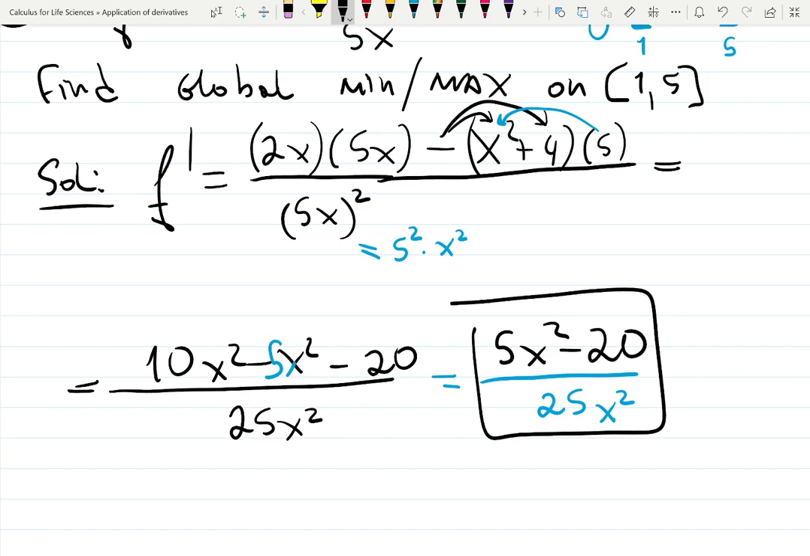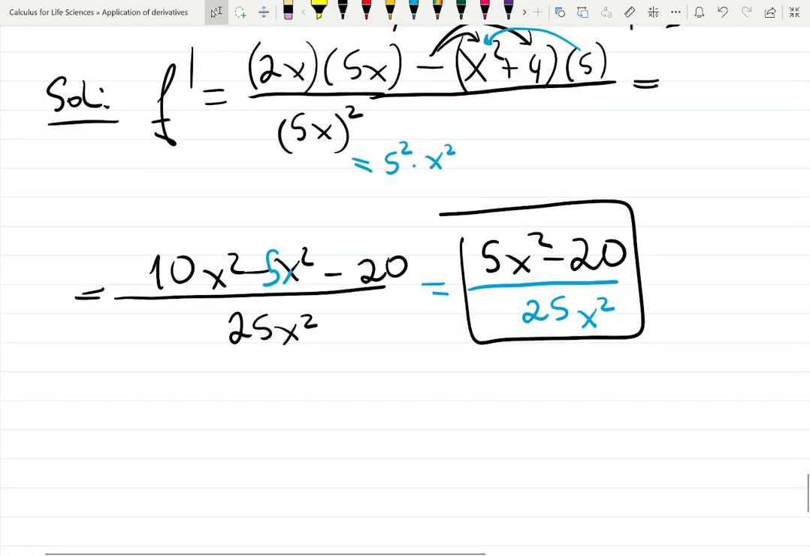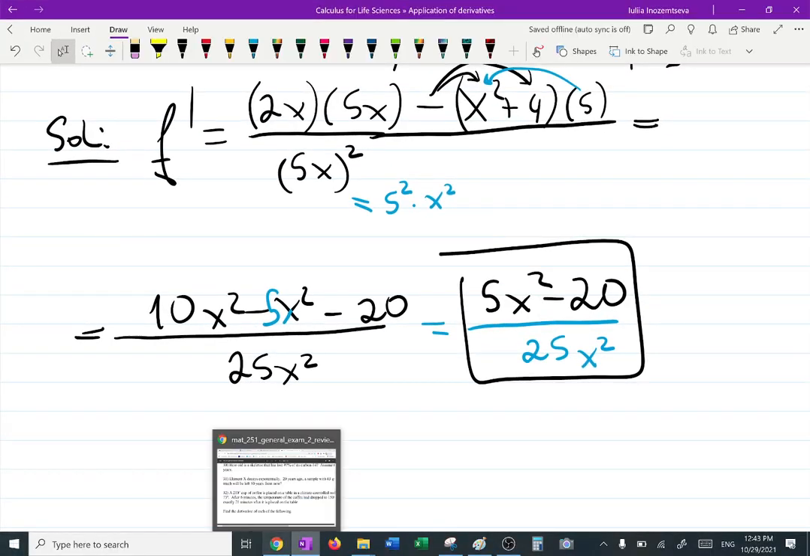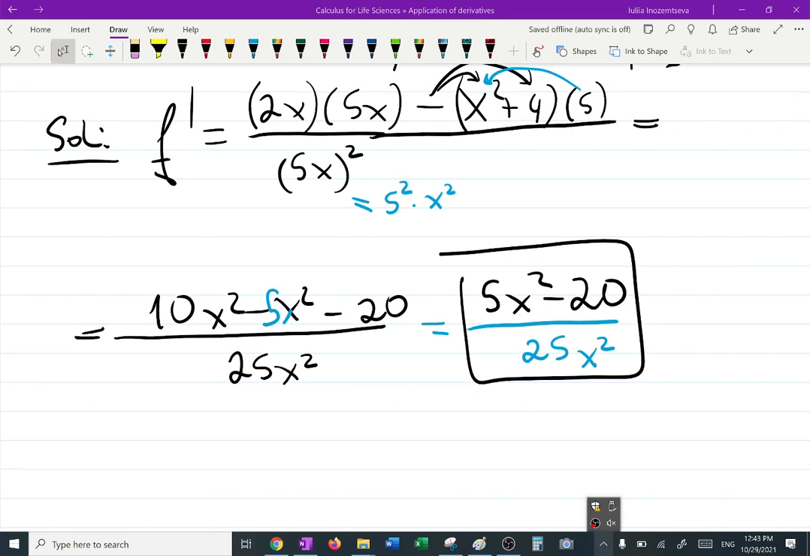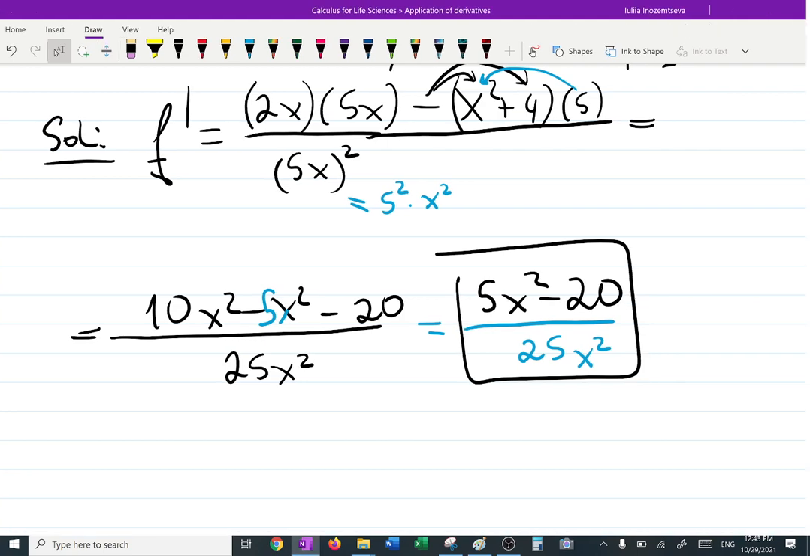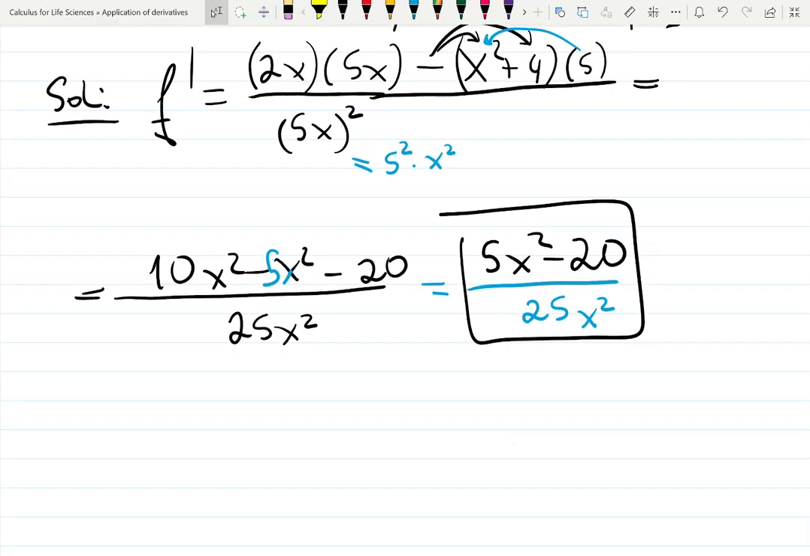Put it in the box. We will need it. You know that. Couldn't you divide everything by 5? Yes, I would do that right now. But my tablet is running slow. That's fine. Let me close this. We could divide everything by 5. That will make life easier. It's going to be x squared minus 4 over 5x squared.